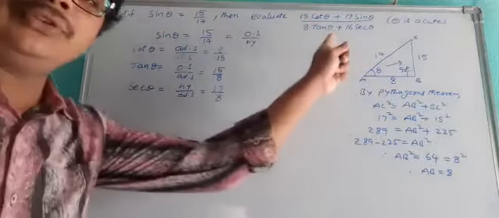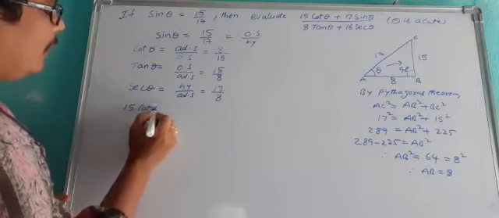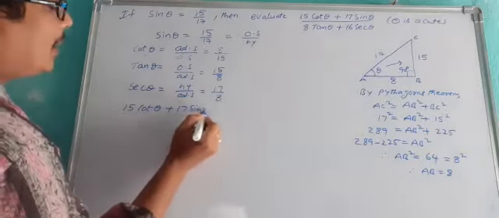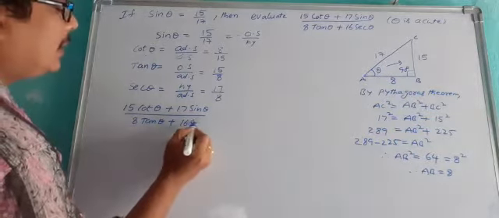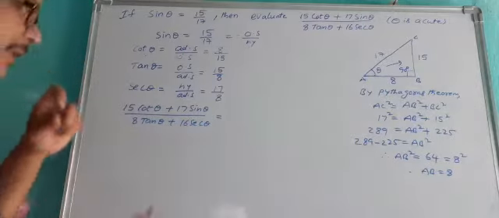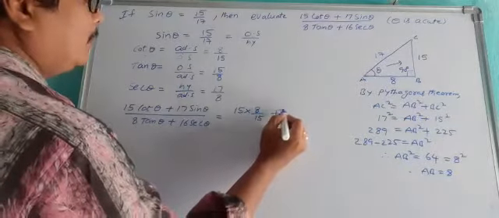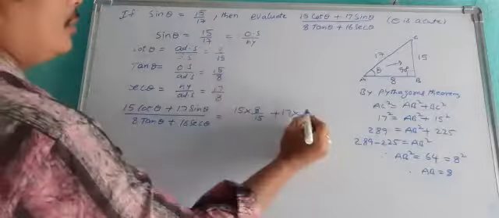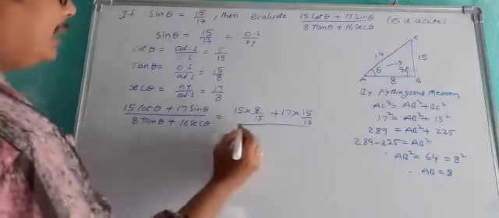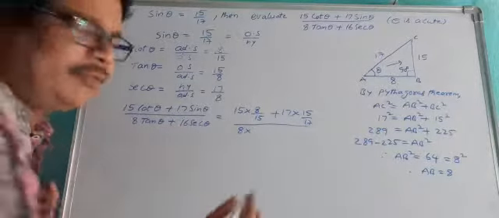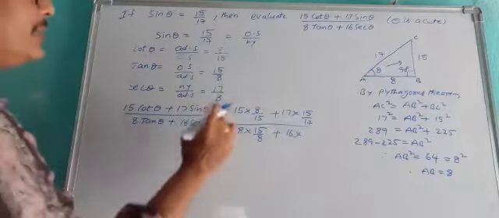Now we have to substitute all the values in the given fraction. Therefore 15 cot theta plus 17 sin theta by 8 tan theta plus 16 secant theta is equal to 15 into cot theta, that means 8 by 15, plus 17 into sin theta, sin theta equal to 15 by 17, already given, by 8 into tan theta, tan theta means 15 by 8, plus 16 into secant theta, 17 by 8.